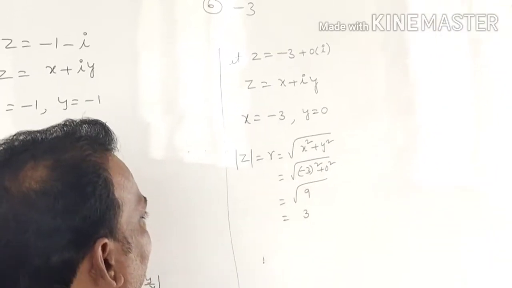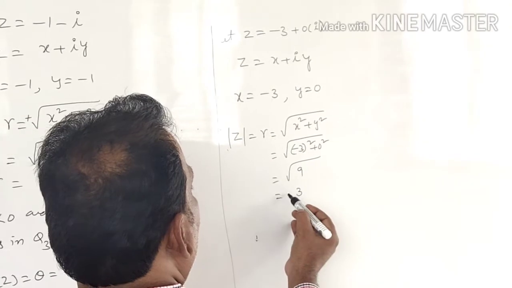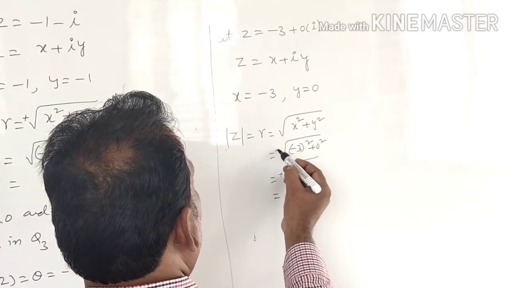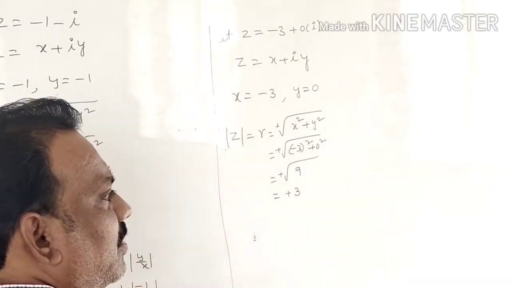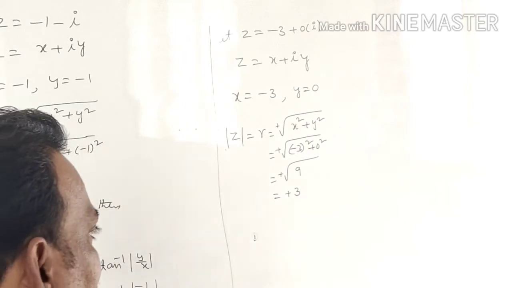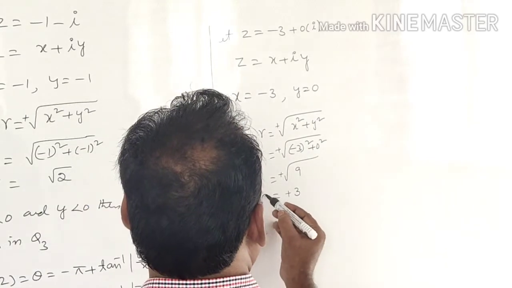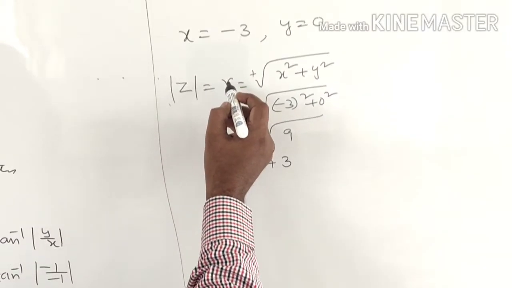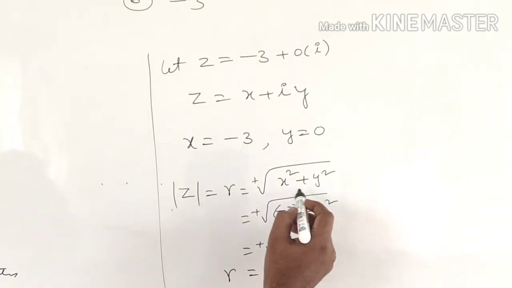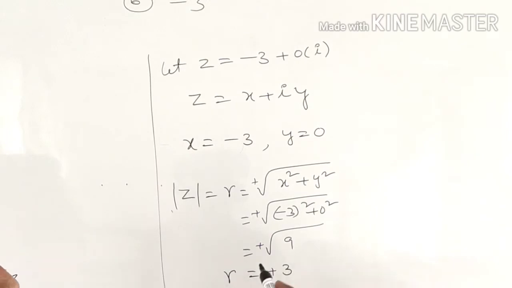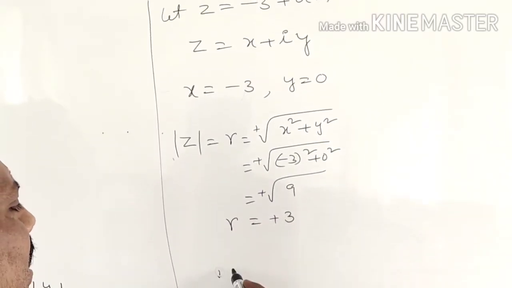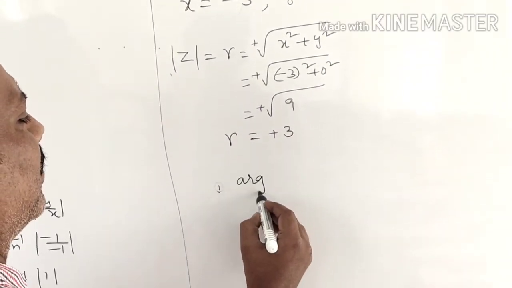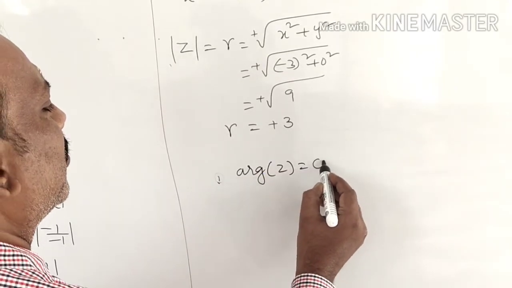Don't write plus or minus 3. The modulus of a complex number is never negative. These are all the positive values of root over x square plus y square. You got the r value. So we got the mod of z, or r, root over x square plus y square, as 3. Now we need to calculate the argument of z. The argument of z is equal to theta.